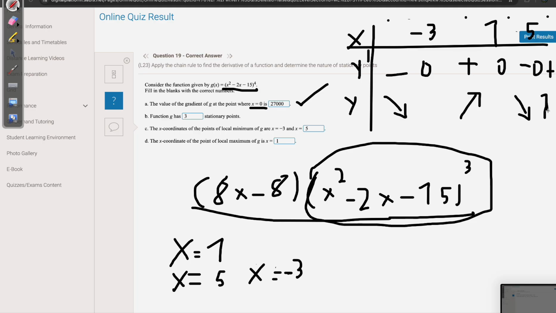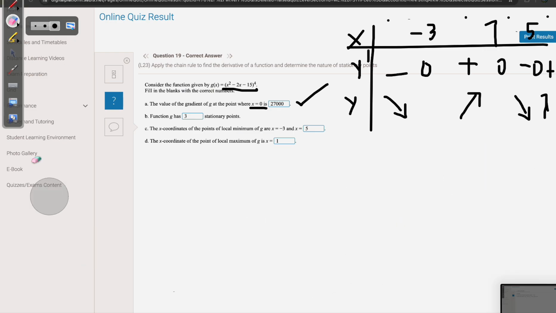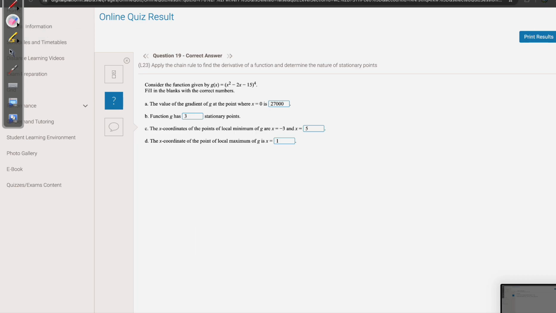So let's summarize. As we now know the minimum and maximum, I already explained them like 3 times. The minimums are at negative 3 and 5. The maximum is at 1. Finally, this long question is done.